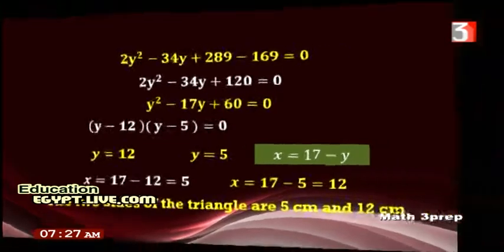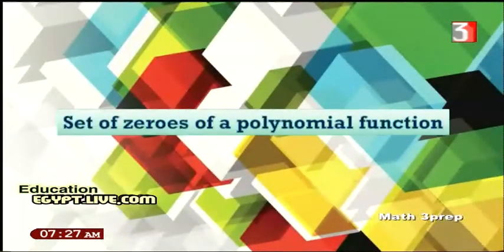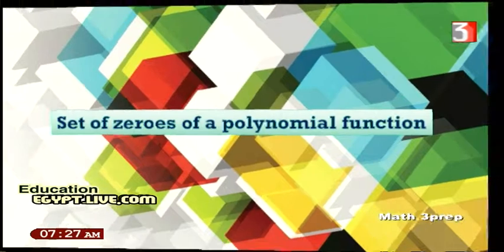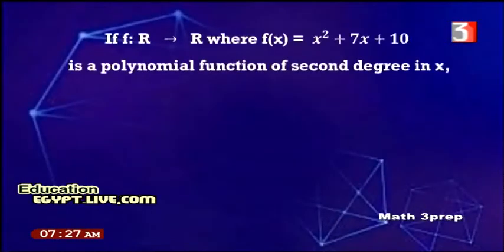Now, what about the set of zeros of the polynomial function? First of all, if you have a function called f from R to R, where f of x equals x to the power of 2 plus 7x plus 10, it is a polynomial function of the second degree in x.